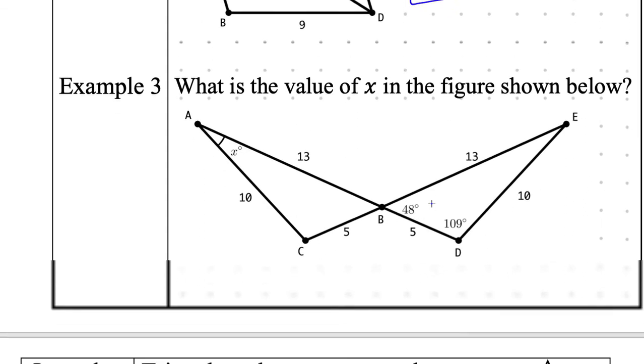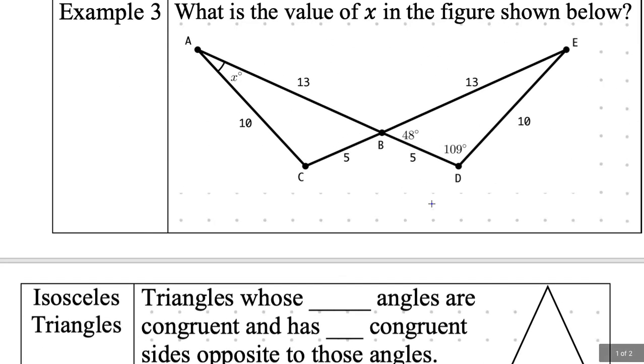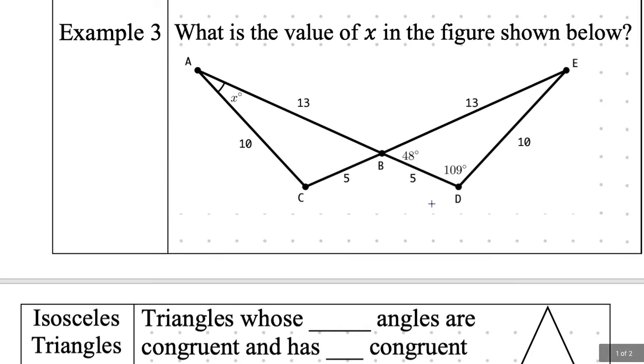Example number 3. And then we move on to isosceles triangles. So I need to figure out what this angle x is up here. So first of all, are these congruent triangles? Yes. Everyone is saying yes and nodding their head yes. Now the question is, with a quiet raised hand, why are these congruent triangles?